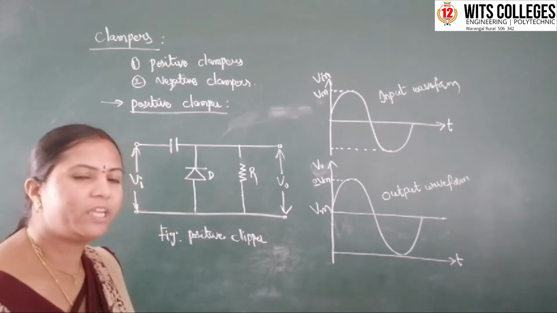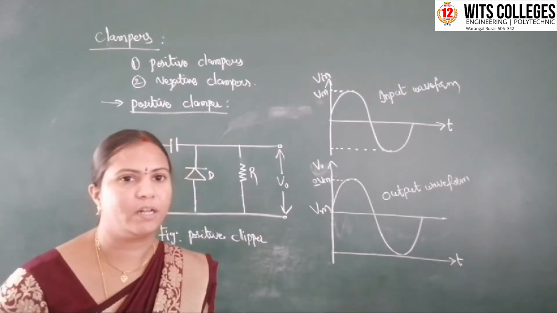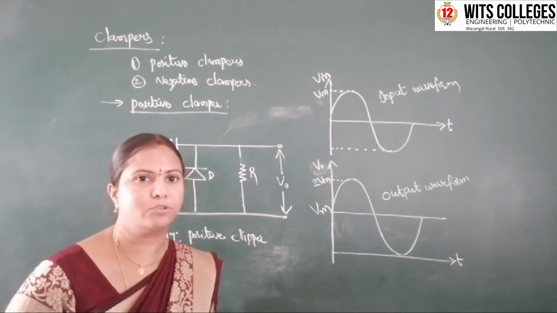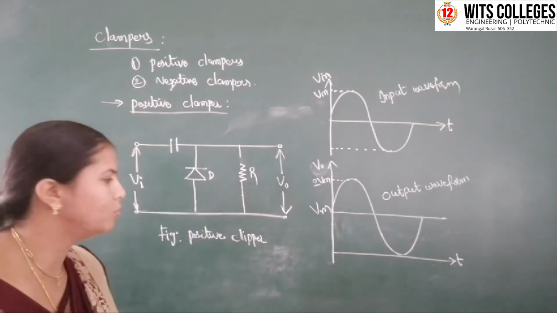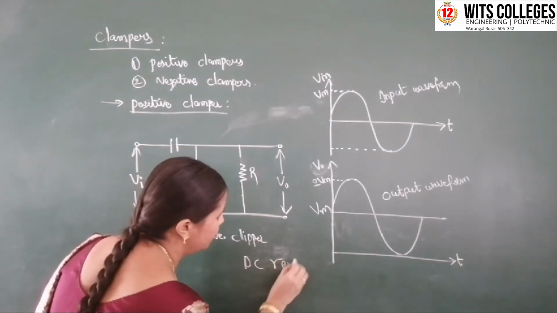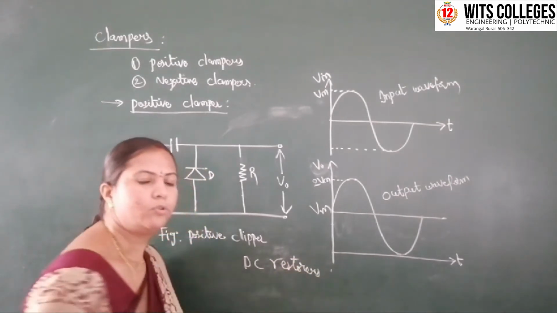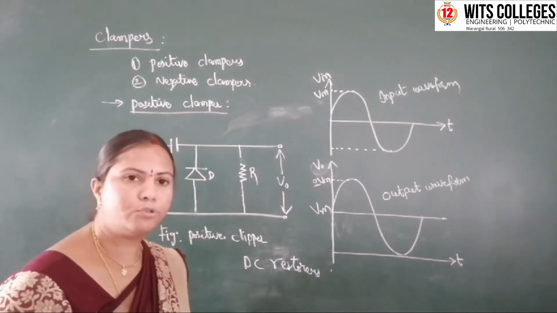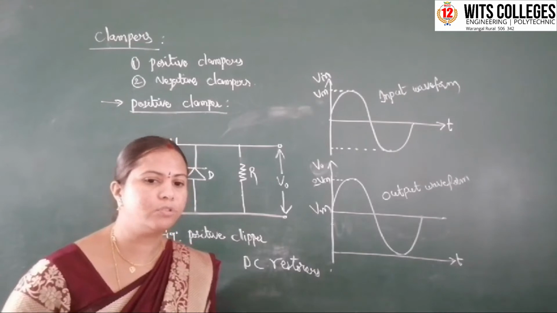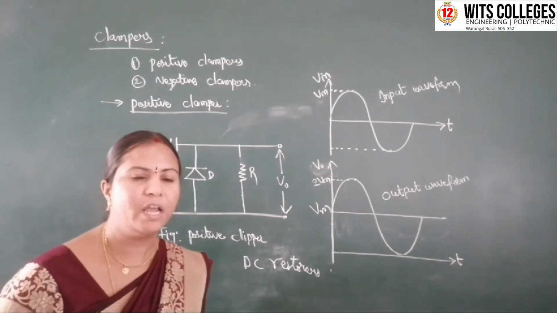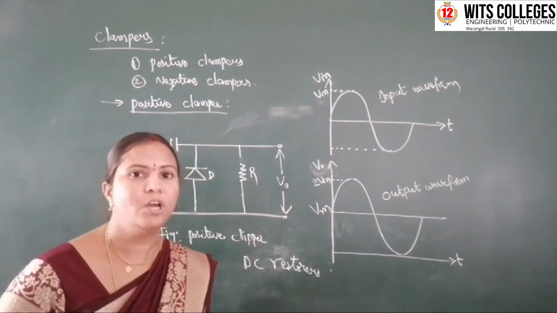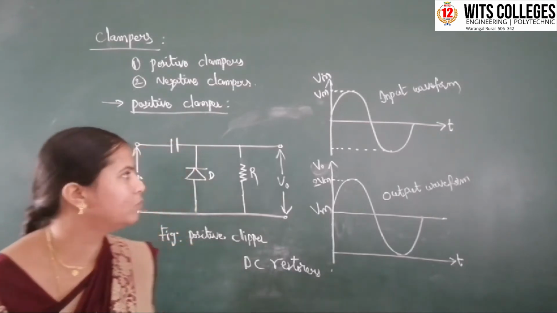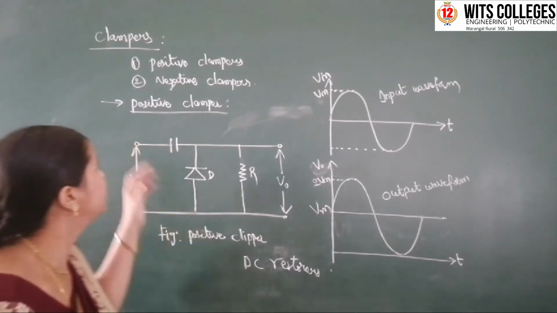These clamping circuits introduce a DC level to the AC input signal. That's why these clamping circuits are also known as DC restorers. These clamping circuits are used in television receivers to restore the original DC reference signal to the video signal. So this is about the clampers.